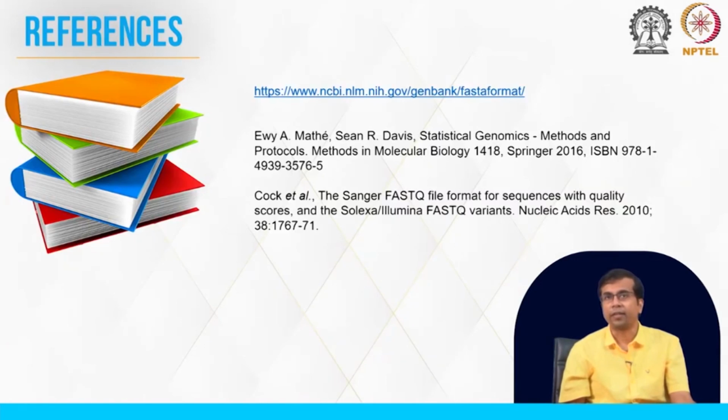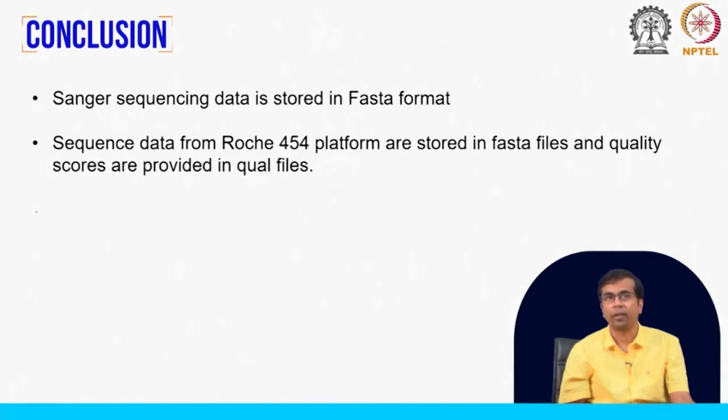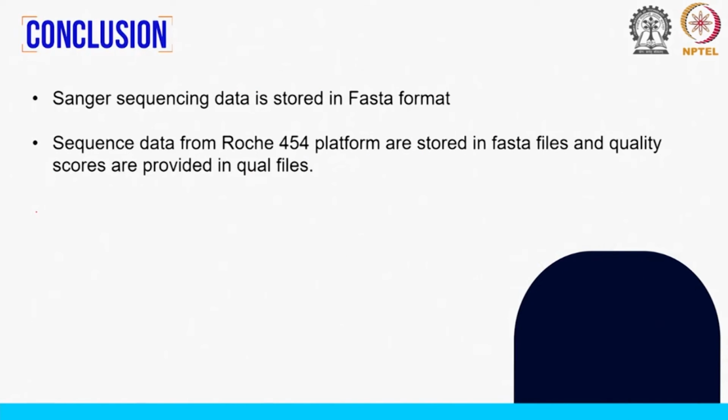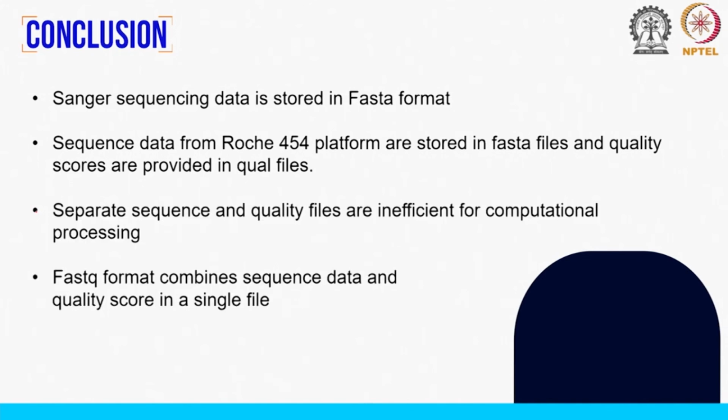Okay. So, these are the references that we have used in this class, and to conclude, Sanger sequencing data is stored in FASTA format. This is something that we have seen. Sequence data from the 454 platform comes in FASTA files, and quality scores are provided in qual files. Separate sequence and quality files are inefficient for computational processing, as we probably discussed. This drawback is addressed by the FASTQ format, which combines sequence data and quality score in a single file.